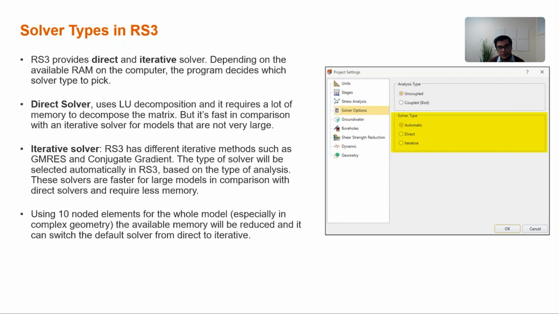So when you assign a 10-noded element to your model, because it takes a lot of memory to create the matrices, you may not have enough memory available on your computer to use the direct solver. So your solver can be changed to iterative, and it reduces the speed of calculation. This is one of the most common questions that I'm getting from our customers, that they say, why whenever I'm switching the element type from 4-noded to 10-noded, the speed can reduce significantly. This is the reason, because we didn't have enough available memory and we are using the iterative solver instead of direct.